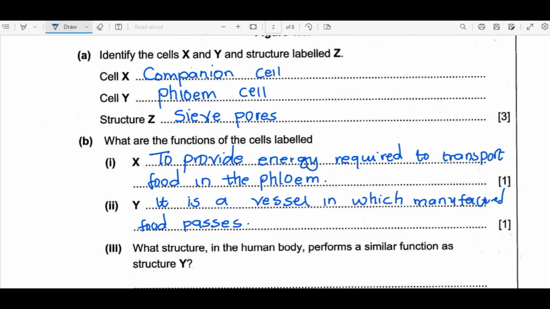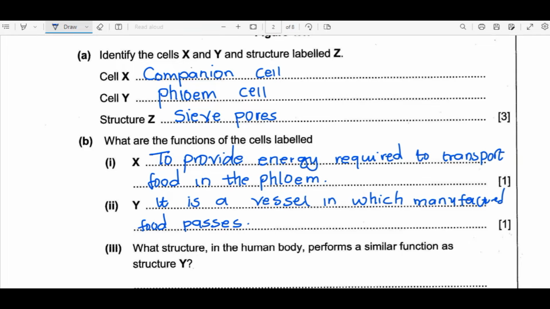Okay, then the other thing is sometimes you may be given a question of determining the process. What do we call the process that involves the transportation of manufactured food? This process is called translocation.